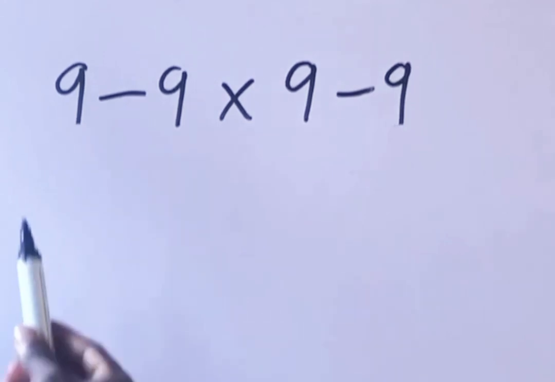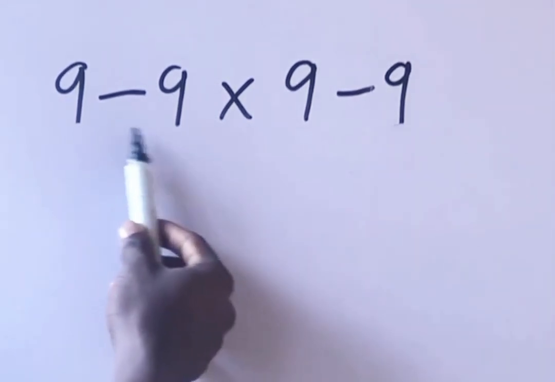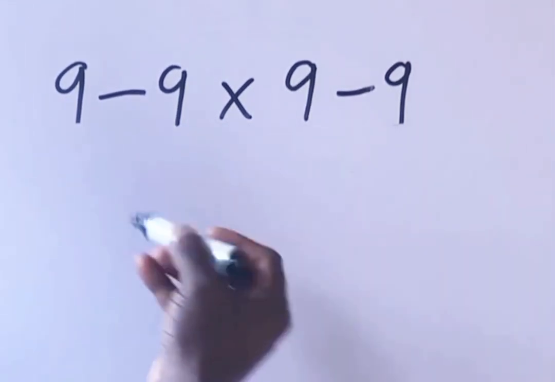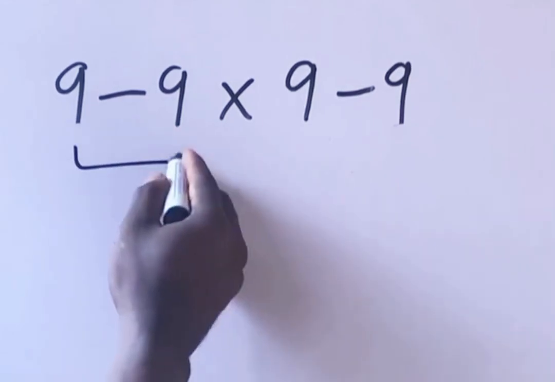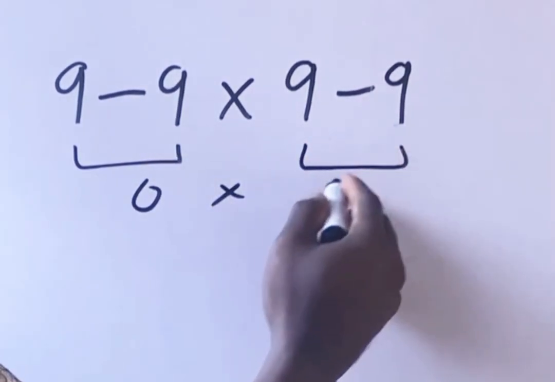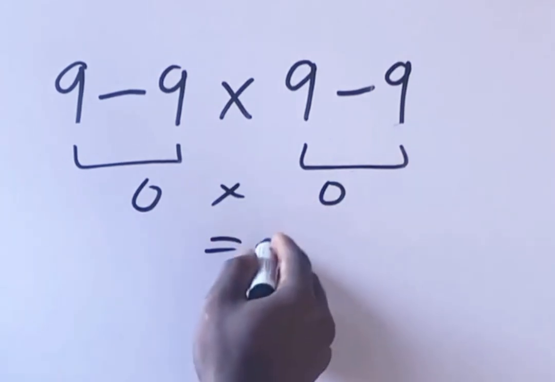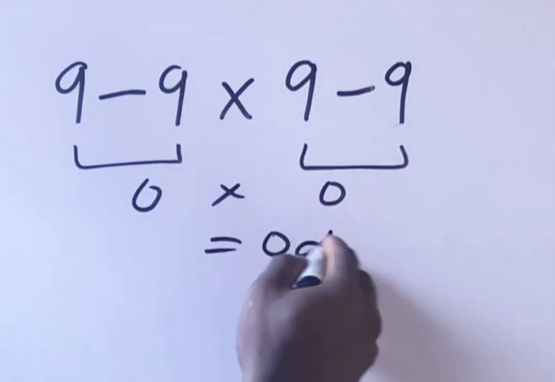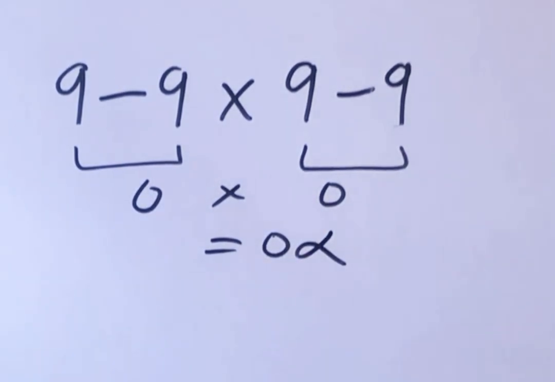Let's solve this math. 9 minus 9 times 9 minus 9. 9 minus 9 will give us what? 0 times 9 minus 9 will give us 0. 0 times 0 is equal to what? 0. But this answer is not correct.